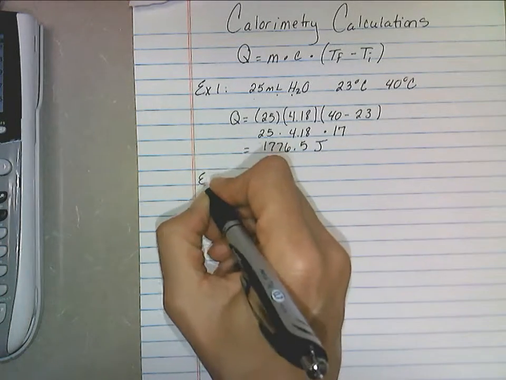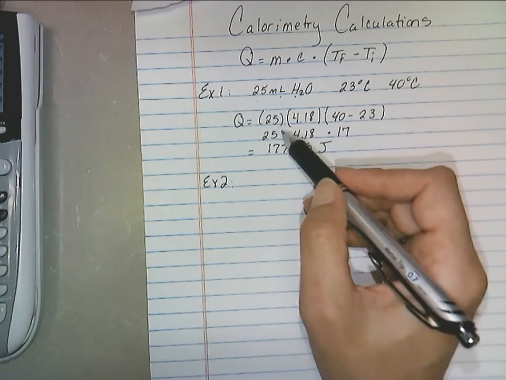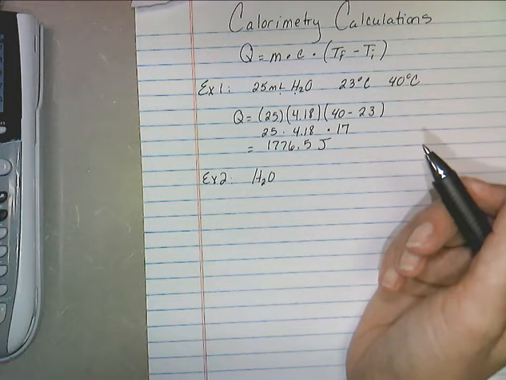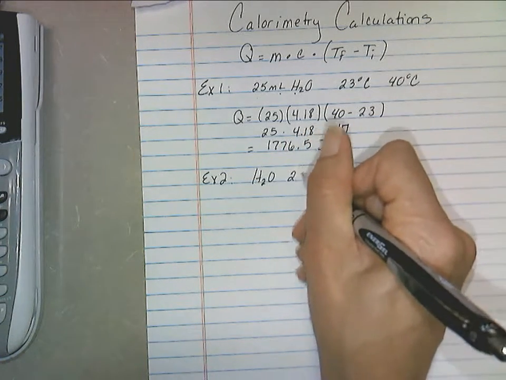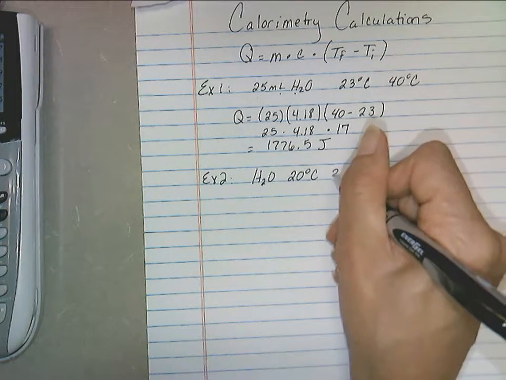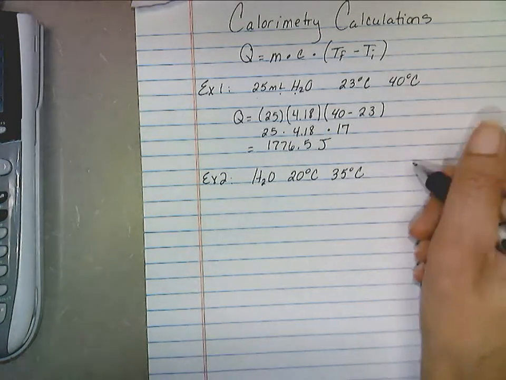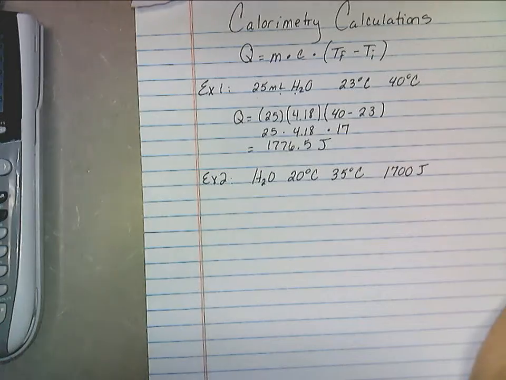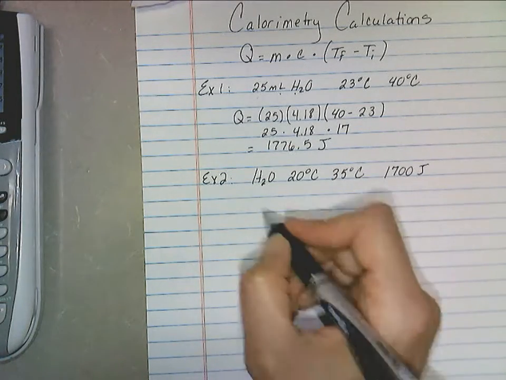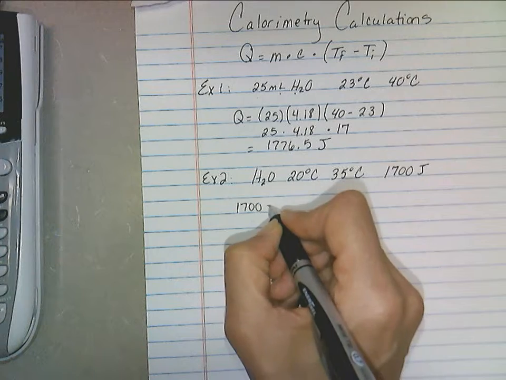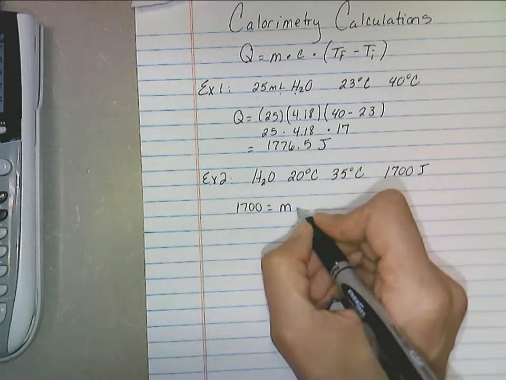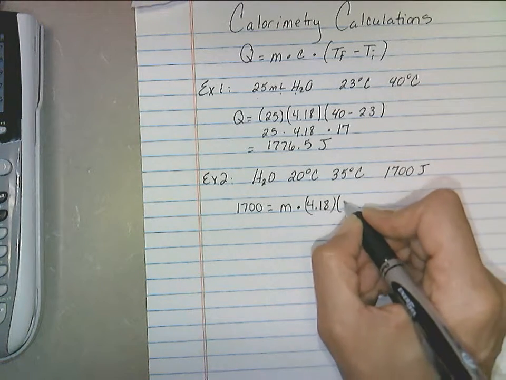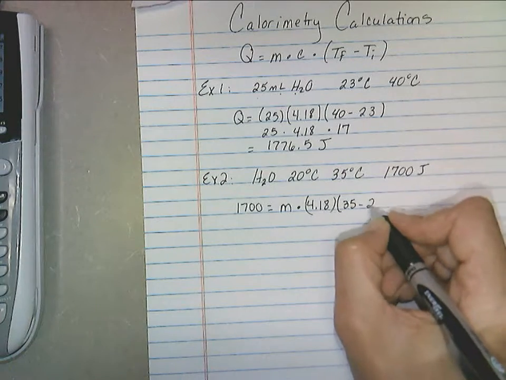Now let's pretend another example where we're actually solving for the mass. Let's say that we have water again, and we know that the water temperature started out at 20 degrees Celsius and rose to 35 degrees Celsius. And we measured the heat energy to be 1700 joules. So let's plug in what we know. Q is 1700. Mass is our variable, it's our X. C is 4.18. The final temperature, 35, minus the initial temperature.